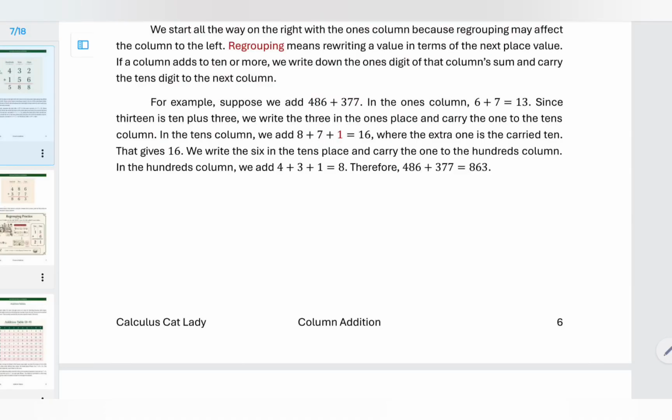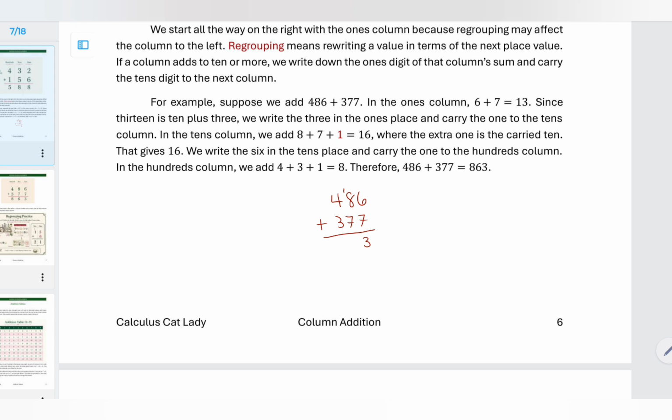For example, suppose we add 486 plus 377. In the ones columns, 6 plus 7 equals 13. Since 13 is 10 plus 3, we write the 3 in the ones place and carry the 1 to the tens column. In the tens columns, we add 8 plus 7 plus 1 equals 16, where the extra 1 is the carried 10. That gives 16.